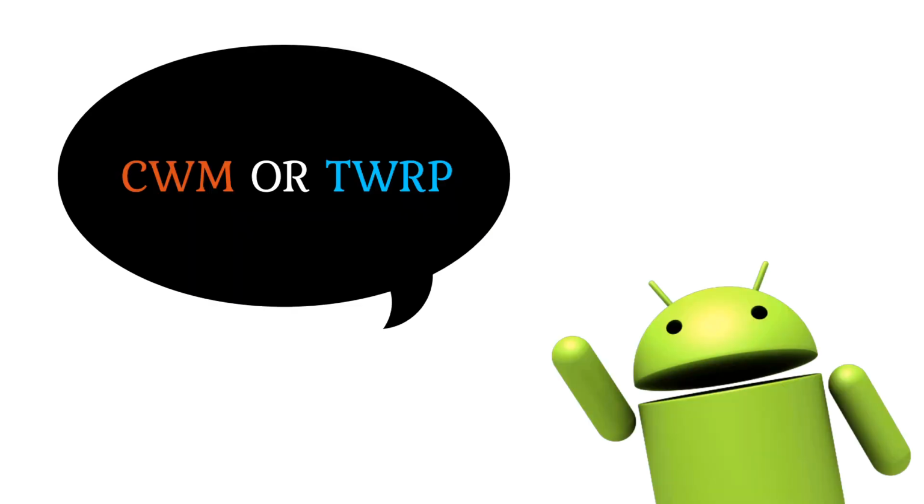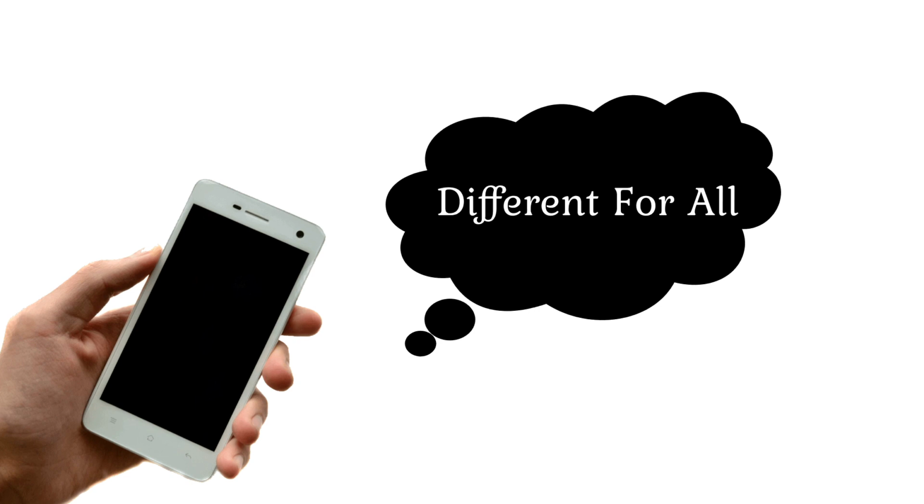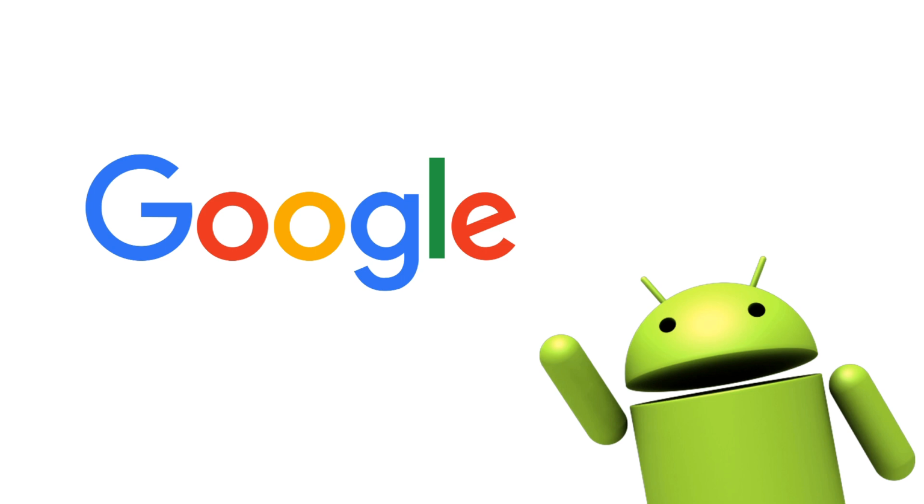The fourth and the last method is for the advanced user who has installed custom recovery like CWM or TWRP on their phone. Boot into the recovery mode by pressing a combination of keys while the device is switched off. We can't exactly tell you what key combination to press because it is different for different devices. Google it to know exactly what key combination to press on your Android device.